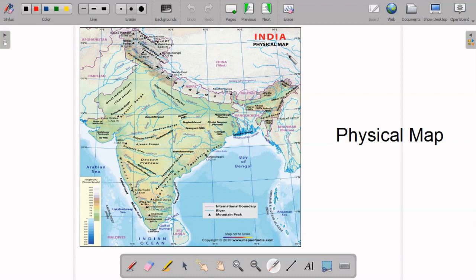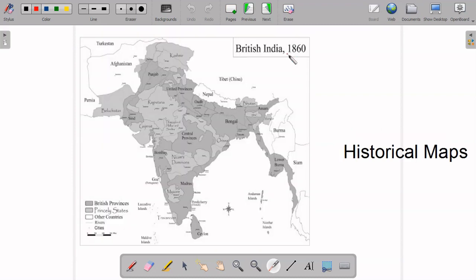Now, we will see the third type of map, which is the historical map. The historical map gives an idea of the history of a specific region. It is a map of the British period, the map of 1860. It explains where the British provinces were at the time, and it also depicts the princely states, the states which were ruled by the Nizam, Mysore, and Gujarat. This historical map gives an idea of that particular region at the time of British India.